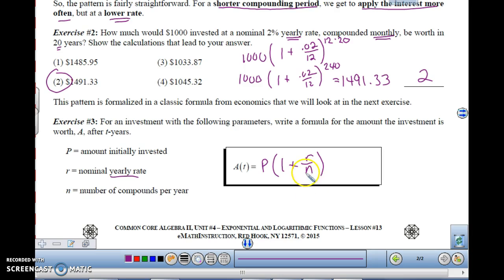All right, so there's lots of different ones. And the number of times you would multiply it would be N times T, however many times you compound it per year times T, because T is the number of years. So A equals P times 1 plus R divided by N, raised to the NT power. Okay, so it's the rate divided by the number of compounds, raised to the number of times it's compounded. Okay, so you need to know this formula.